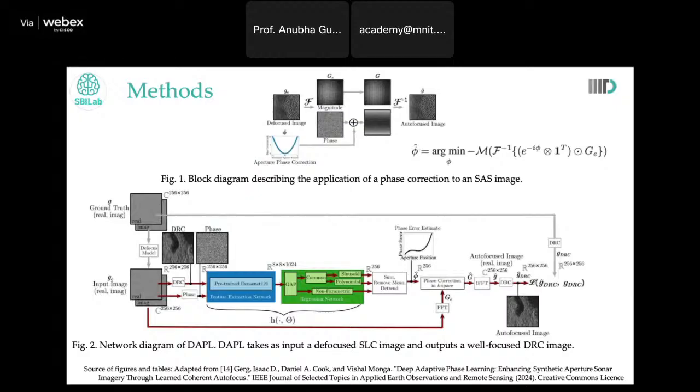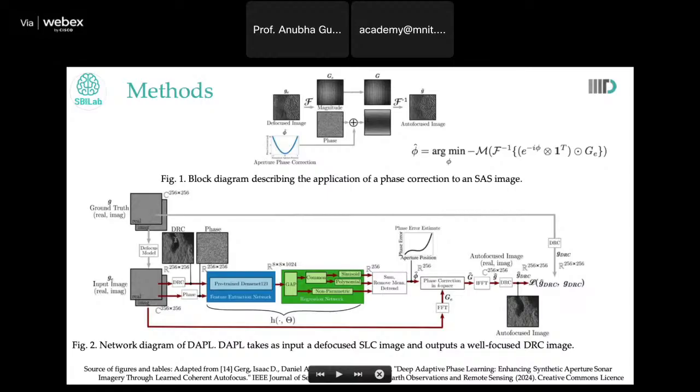So what is the method? Let's look at their methodology, DAPL. So you can see here, this is a ground truth image. The task is that they want to do autofocusing, improved focusing, right? If you consider these, we have already discussed that the data is complex valued. So there is a real part of the image and the imaginary part. And let's say you put a defocusing model, and this is what you receive as the collected image, right? Now you will have different images here.